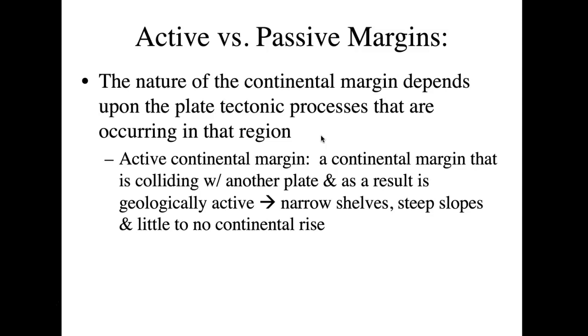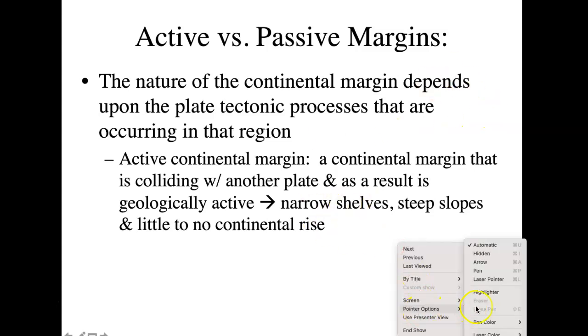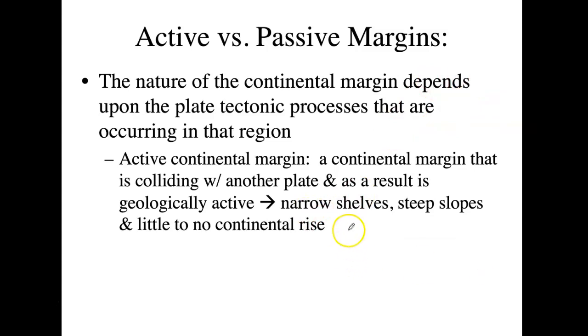So an active continental margin is a continental margin that is colliding with another plate, meaning the two plates are moving in opposite directions of each other. As a result, they're pushing up against each other, right? One plate's pushing one direction, the other plate's pushing the other direction, and they're pushing up against each other. This is a geologically very active area. So again, we have a plate pushing this direction and a plate pushing this direction, okay? So that's an active margin.